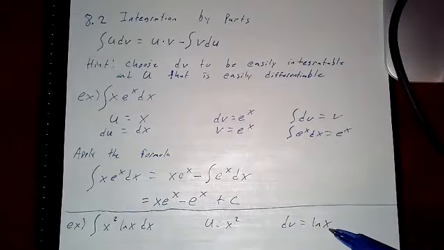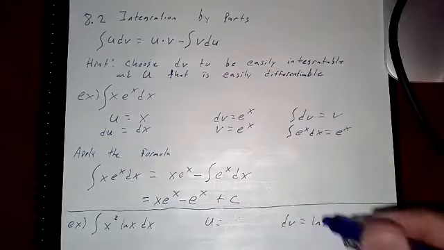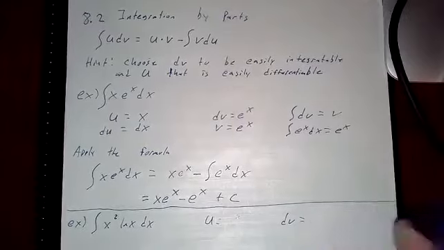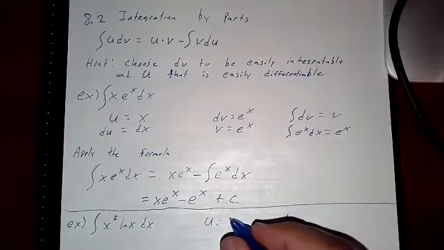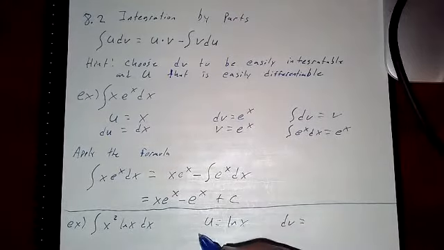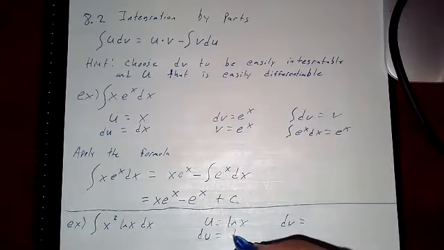But notice, integrating ln x is very difficult. So this is probably not a good choice because I don't want to integrate this, and neither do you. So whenever you run into something like this, and you think, I don't know how to integrate this, then switch it. Okay. This will be ln x because that derivative is easy, right? What is the derivative of ln x? 1 over x. Yeah, right? 1 over x dx.